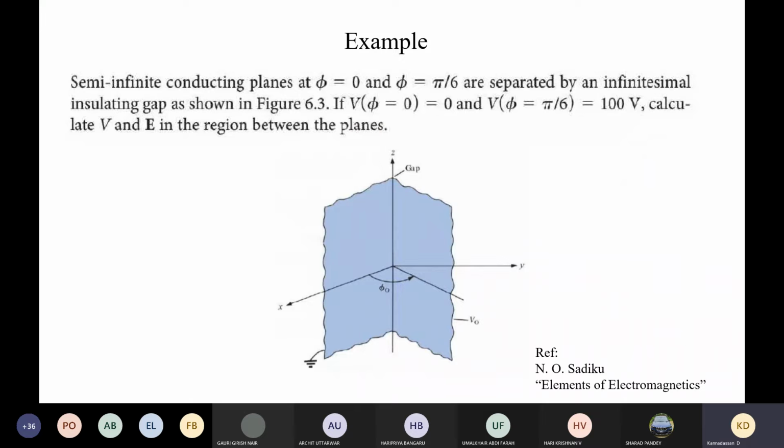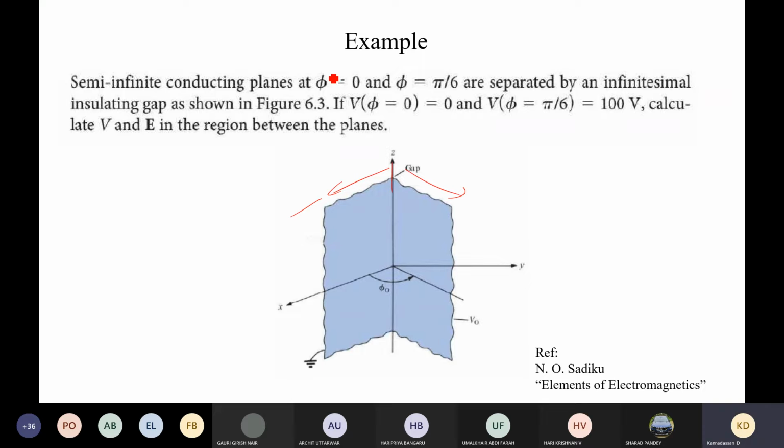And here is another, very interesting example. There are two semi-infinite conducting planes, which means that on one side it has an origin and it goes endless in the other direction. And there is a gap between them at the origin, an infinitely small gap, which means the gap between them is almost nearly zero. And moreover, they are not touching each other. That is the key thing.